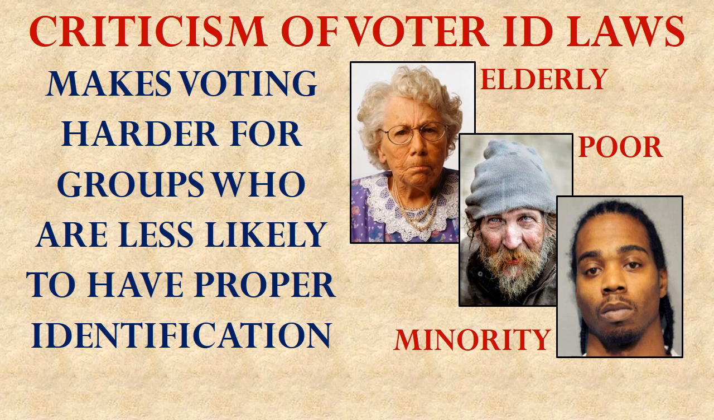But there are still critics of voter ID laws. And what they claim is that requiring identification has a disproportionate effect on certain groups that are less likely to have IDs. They say that the elderly, the poor, and minority voters are less likely to have identification. And so the voter ID laws end up having a biased effect by preventing more of these people from voting while allowing more from other groups.